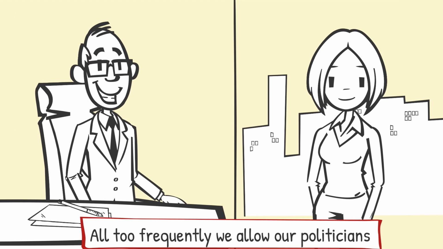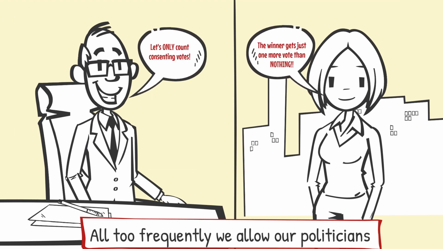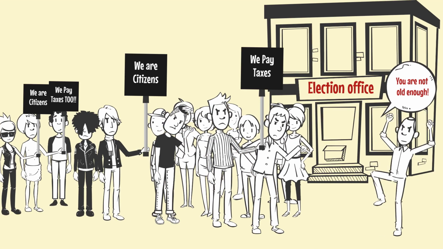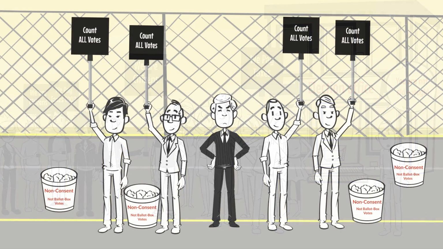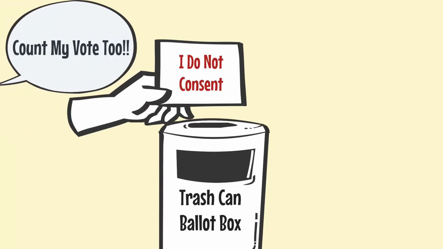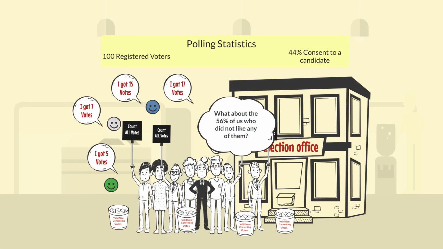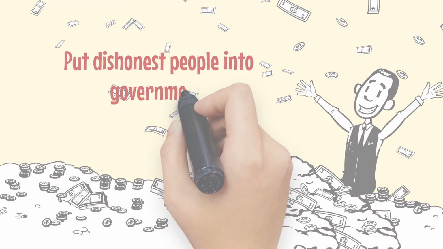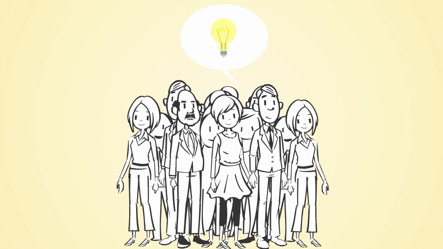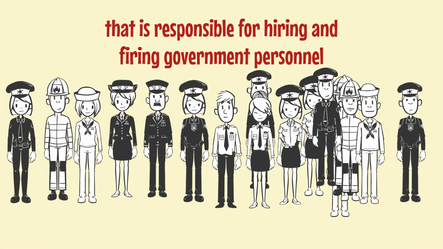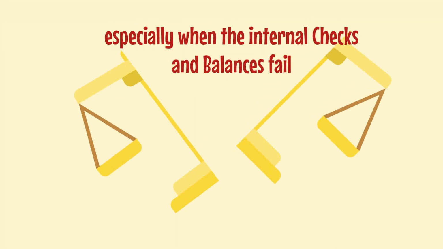All too frequently, we allow our politicians to unjustly manipulate our vote count. They still violate the voting rights of qualified citizen taxpayers who are younger than 18. They count only consenting ballots. They ignore large numbers of non-consenting voters who refuse to vote for the lesser of evils and do not submit any ballot at all. And they reduce the numbers of consenting votes required, making it easier to put dishonest people into government. Remember, it is the majority of the total body of registered voters that is responsible for hiring and firing government personnel, especially when the internal checks and balances fail.